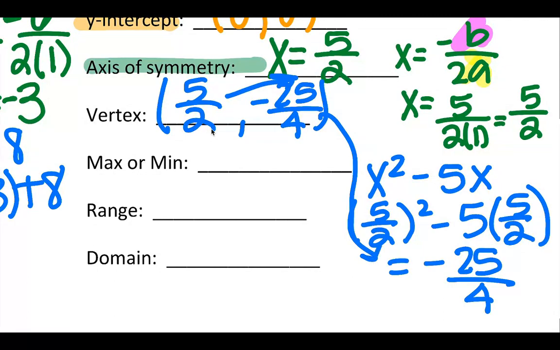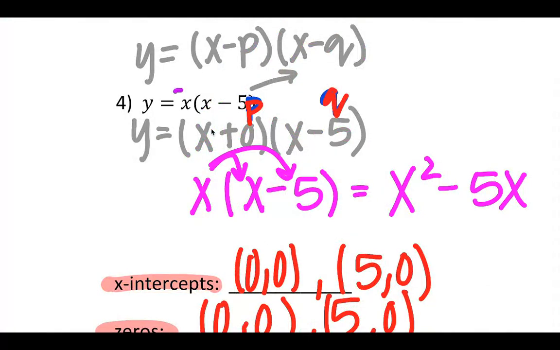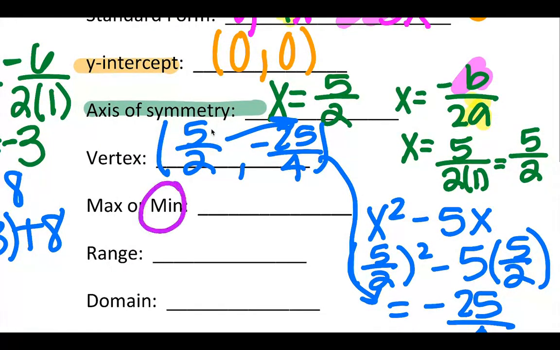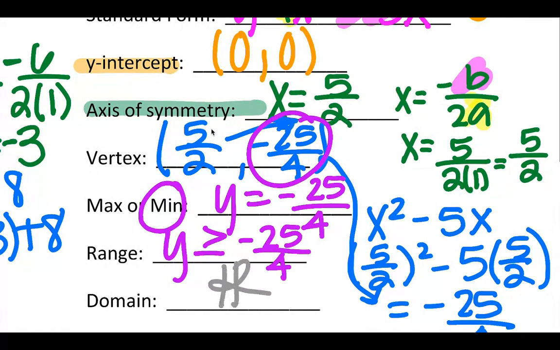Max or min. If we look, it is positive right here, so I know that it is facing upward. So I know that this is a minimum point. My vertex is the lowest at y equals -25 over 4. The range, since it is a min, everything has to be greater than or equal to -25 over 4. Domain is always, always, always all real numbers.